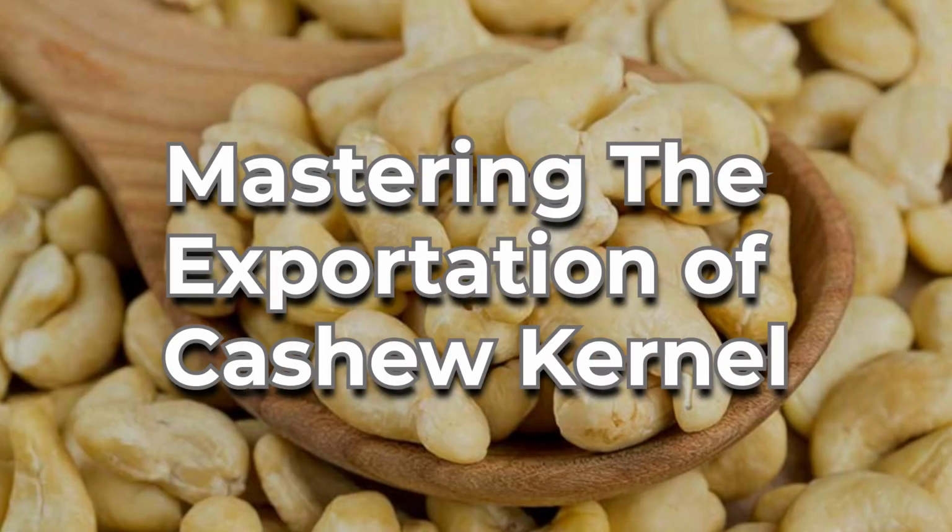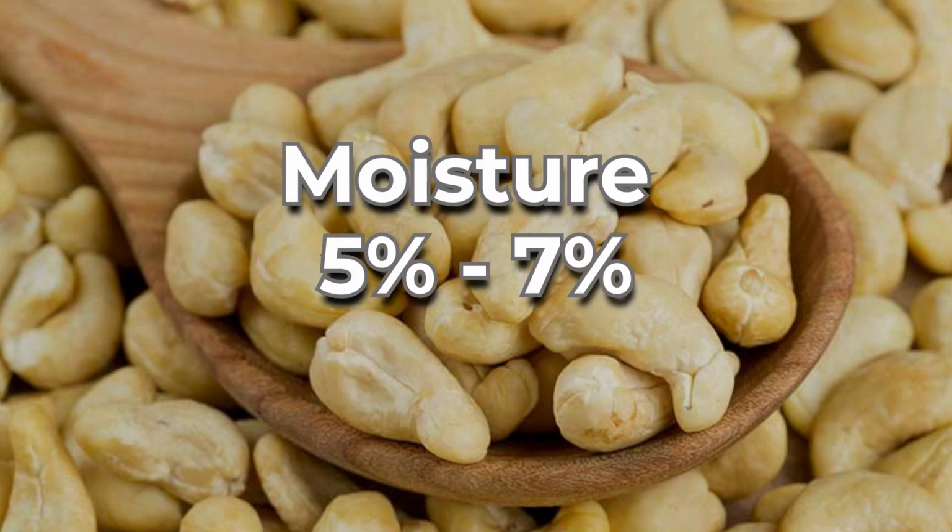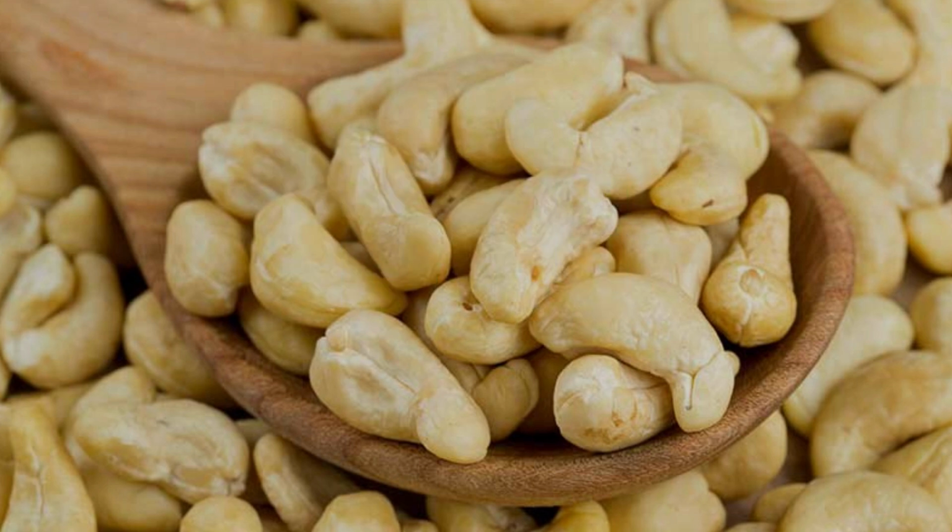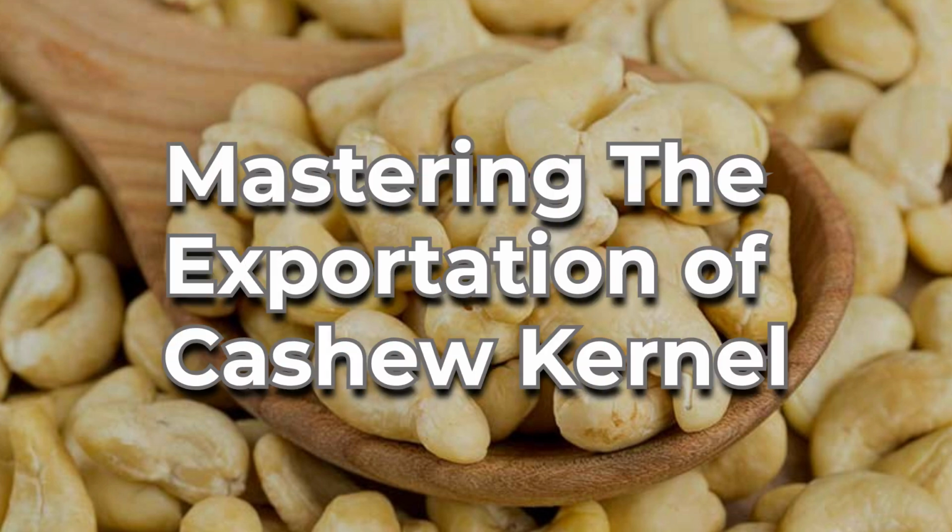So what are the specifications of a typical cashew kernel? Number one, you have moisture, ideal rate 5 to 7%. Higher moisture level promotes mold growth and spoilage, while lower moisture can lead to brittleness, breaking easily. By now you are used to this mold thing, vis-a-vis moisture.